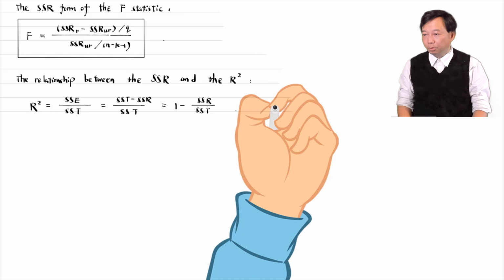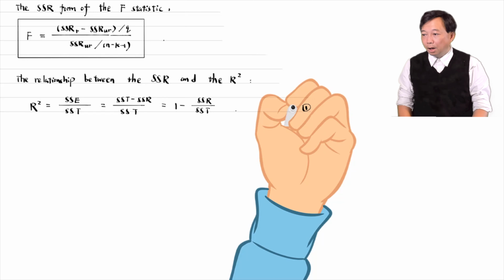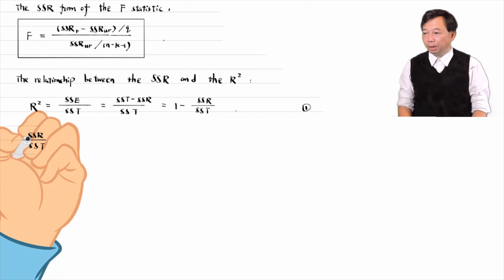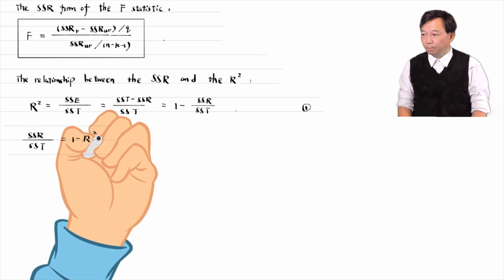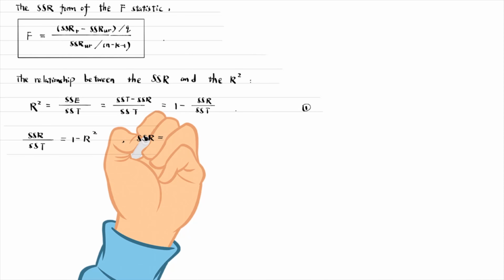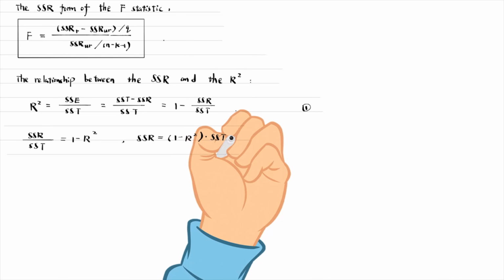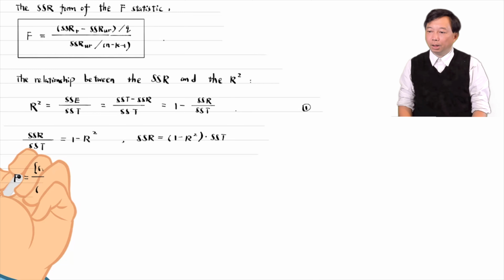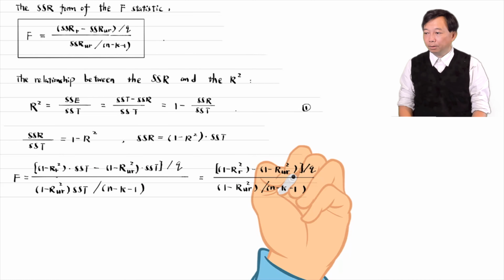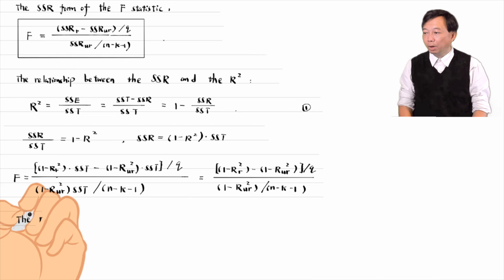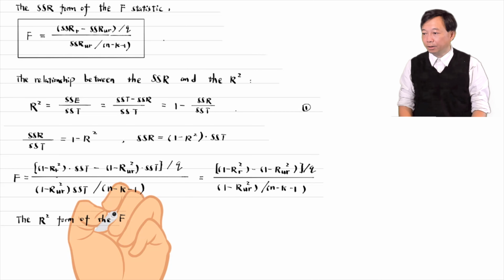Equation 1 is the relationship between the R-squared and the residual sum of squares. After rearranging, we can write the residual sum of squares in terms of the R-squared and the total sum of squares. We plug it into the residual sum of squares form of the F-statistic and obtain the R-squared form of the F-statistic.